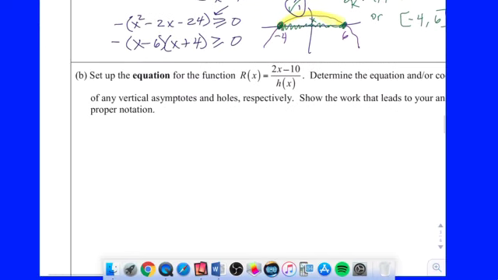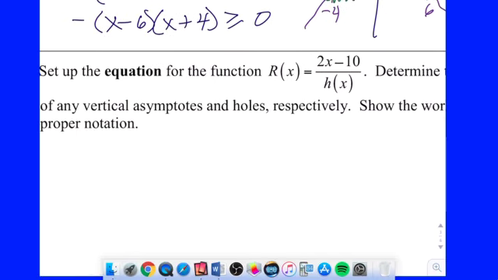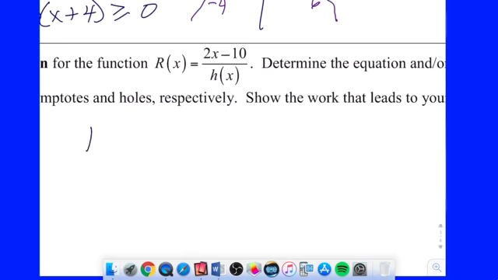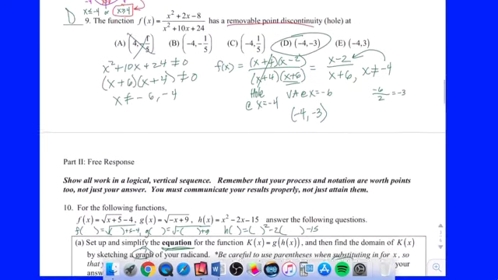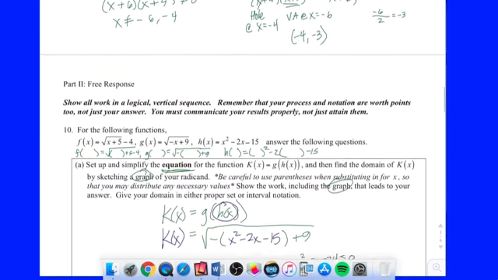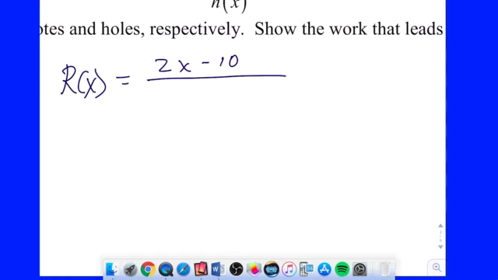All right, the next one. Set up the equation for r of x. And again, equation is in bold. So here we go. R of x is 2x minus 10. I gave that to you. All over h of x, which again is x squared minus 2x minus 15.